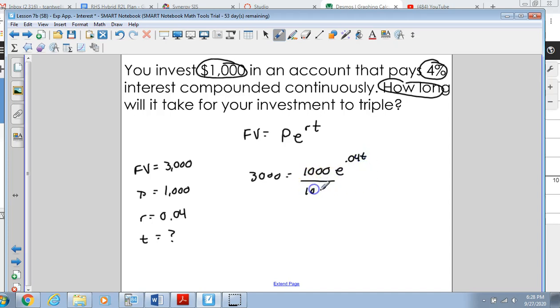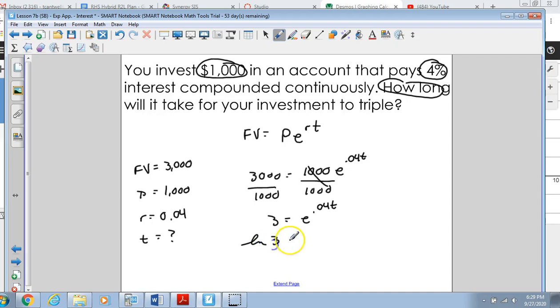Okay, so let's divide by 1,000. And we get 3 equals e to the 0.04t, which makes sense because triple. So since our t is in our exponent, we're going to need to get rid of this e down here. How do we get rid of e? By taking the natural log. If we take the natural log of this side, we have to take the natural log of this side.